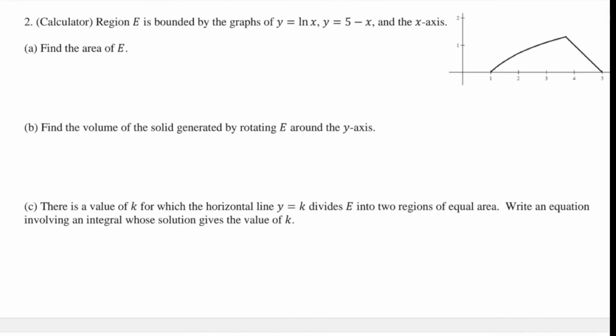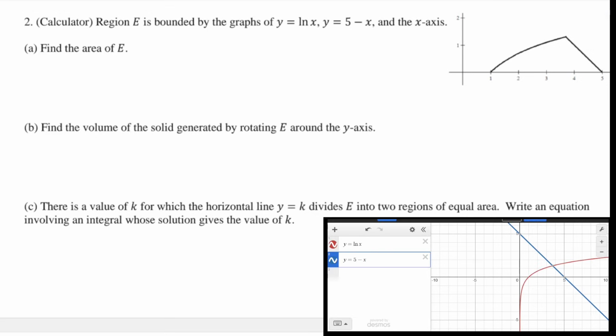Right. Now, number 2 allows the use of a calculator, and so I'm going to bring that in. All right, so I typed in everything just like I saw it, and I see what we're getting at here, this region here, region E. If we want to find the area of E, we've kind of got two options, and I think I'm going to show you both of them.